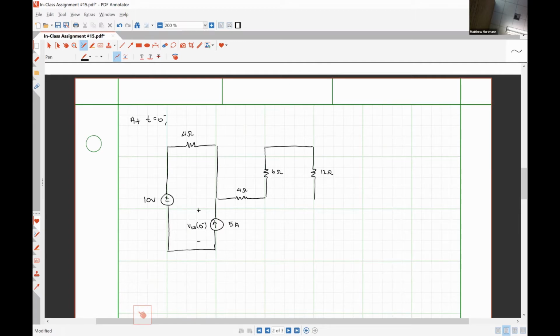So the first question I want to ask you guys is, is our switch open or closed at t equals 0 minus? Open. Open, all right. So I can leave the top of the circuit as is because I have an open circuit there. The next question that I need to ask you guys is where should I draw my equivalent inductance, which in this case is just going to look like a short circuit.